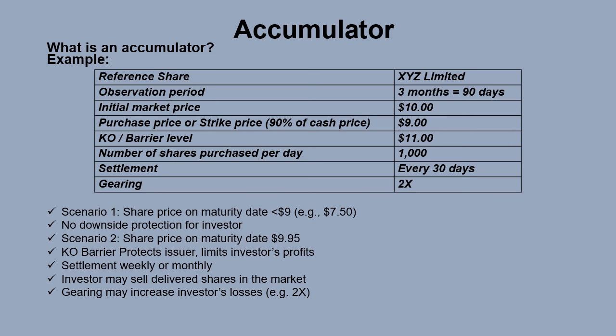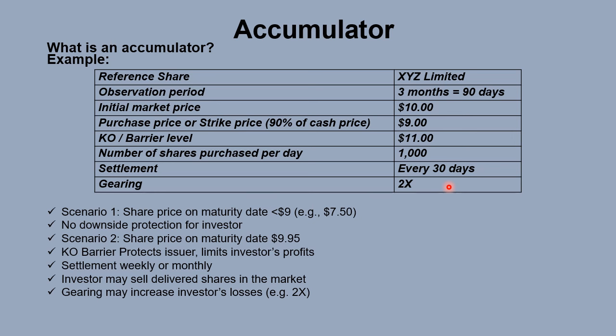Let's take the example of an equity accumulator. Reference share is XYZ. The observation period is 3 months, which is 90 days. The initial market price is $10. The purchase price or strike price is $9. The KO or the barrier level is $11. And the number of shares to be purchased every day by the investor is 1,000. And the settlement is done every 30 days, and there is a gearing of 2x.